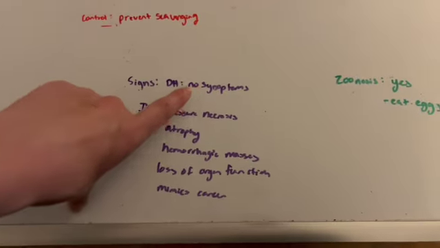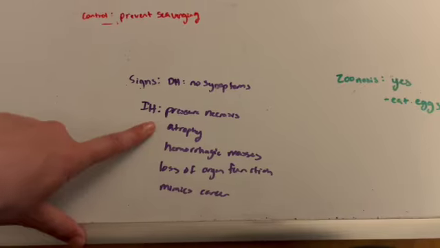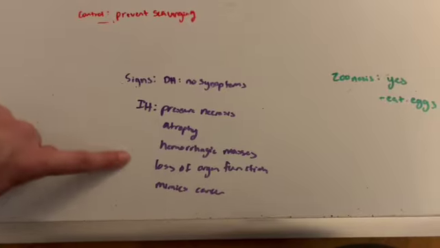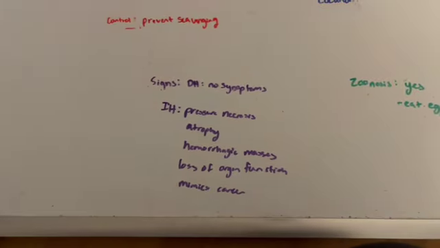If you're the definitive host, there's going to be no symptoms. If you're the intermediate host, there's pressure necrosis, atrophy, hemorrhagic masses, loss of organ function, and this can also mimic cancer masses as well.